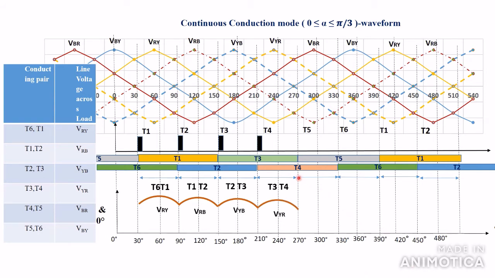Next, during this 60 degree interval, the conducting devices are T4 and T5. When T4 and T5 are conducting, VBR is the load voltage, so this portion will appear across the load. During the next 60-degree interval, the conducting devices are T5 and T6. When T5 and T6 are conducting, the load voltage will be VBY. So this is VBY, and this portion will appear across the load.